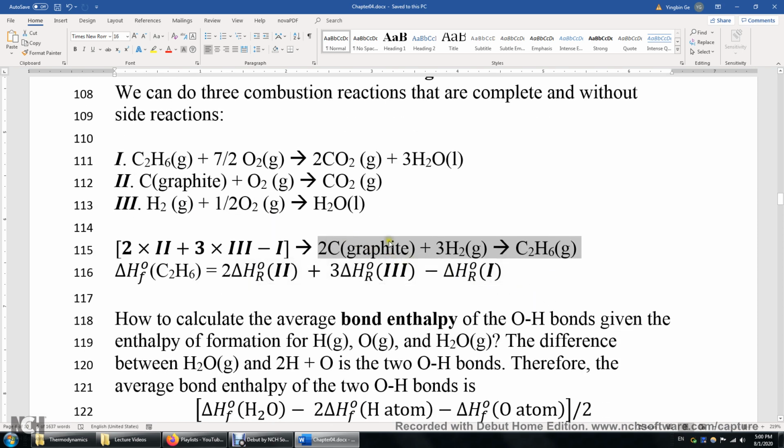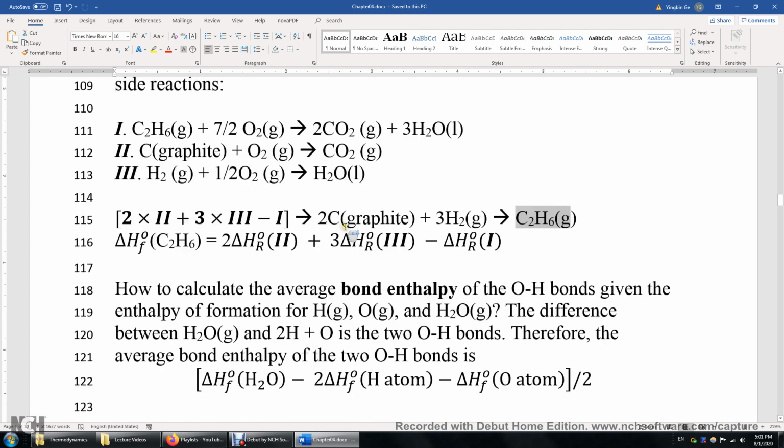We start from carbon and hydrogen, and we end up with ethane. And then if we need to know the enthalpy of formation of C2H6, it's very simple. It's going to be just 2 times the enthalpy of reaction of reaction 2 plus 3 times this reaction minus 1 times this reaction. That's it. Again, enthalpy is a state function, so we can design this three-reaction process, or three-step process, to get the enthalpy of formation indirectly.